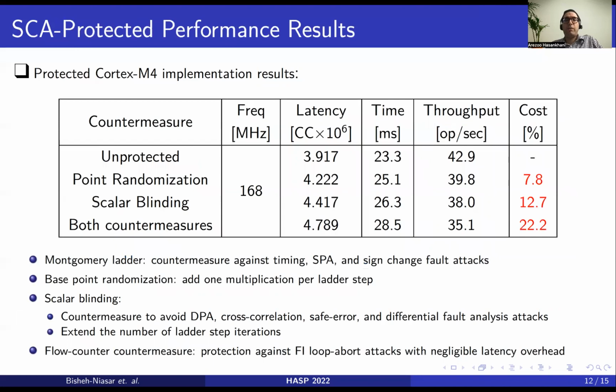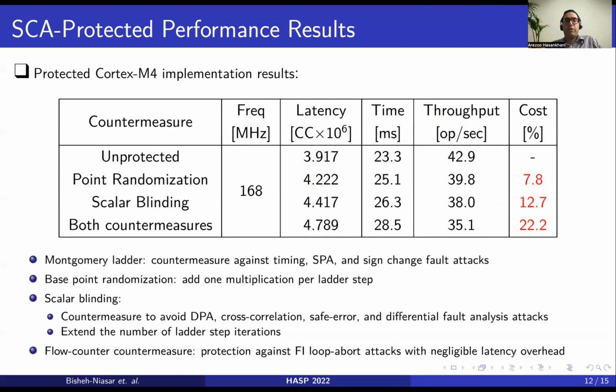To protect our design against side channel analysis leakage, we embed several countermeasures. Although the Montgomery ladder can protect our design against timing and SPA attacks, scalar blinding can avoid DPA and cross-correlation attacks also. We also implement a flow counter countermeasure to protect our design against fault injection attacks.